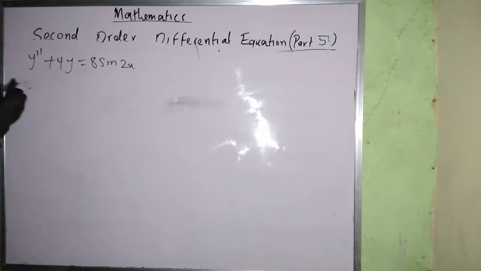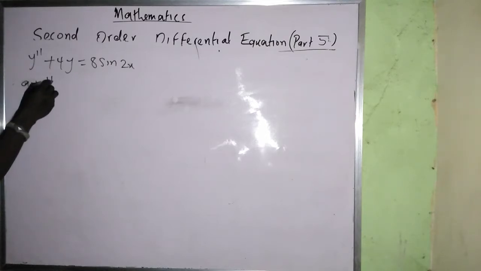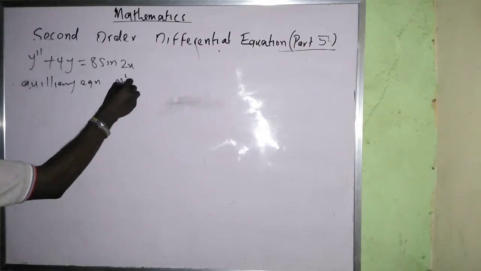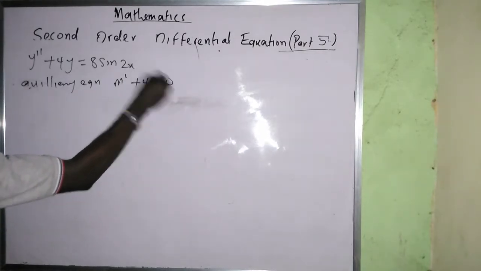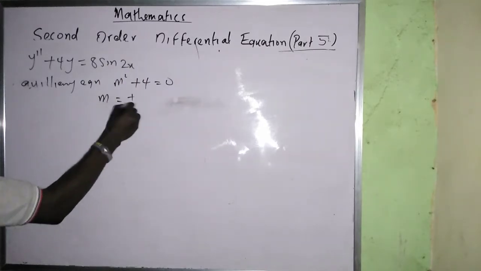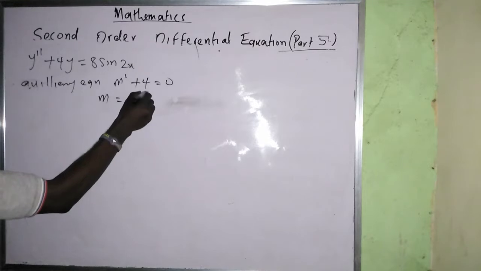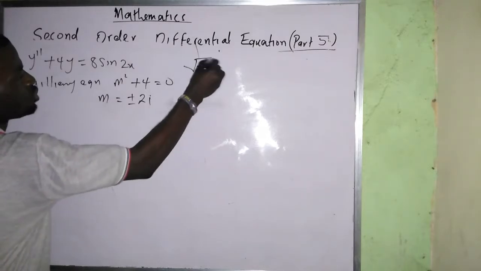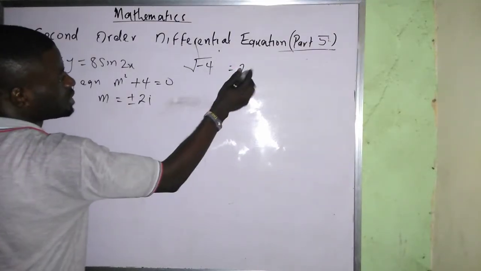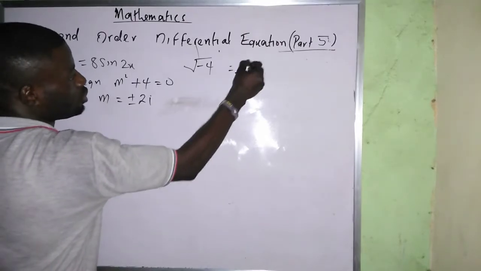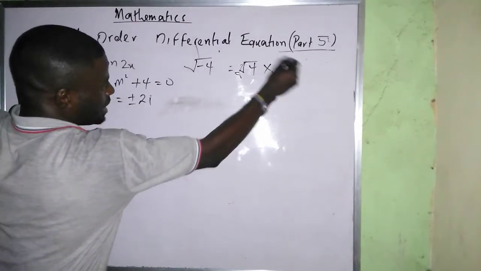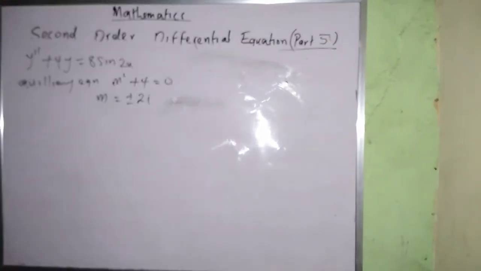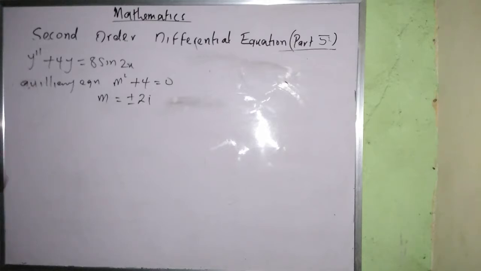Now, my auxiliary equation will be m squared plus 4 equals 0. It means my m will be equal to plus or minus 2i, root of minus 4. Minus root of 4 is equal to 2 because it is root of 4 times root of minus 1. This is the complex part. When we get to complex analysis, we do more of that.